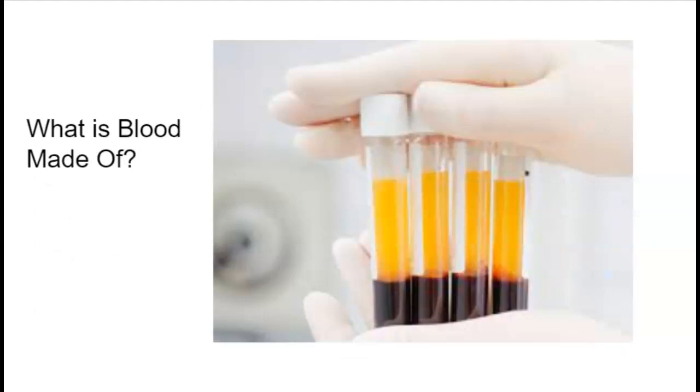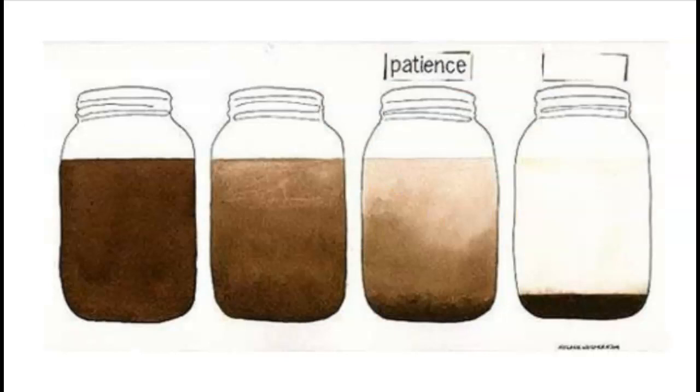I want to show you a picture of a tube of blood. You're like, well, this doesn't look like blood, it's yellow. Well, we're going to talk about why it looks the way it does. If I put some dirt in a jar and I shake it up, it gets all muddy, right? And if I let it sit over time, the dirt is heavy and it ends up settling to the bottom.